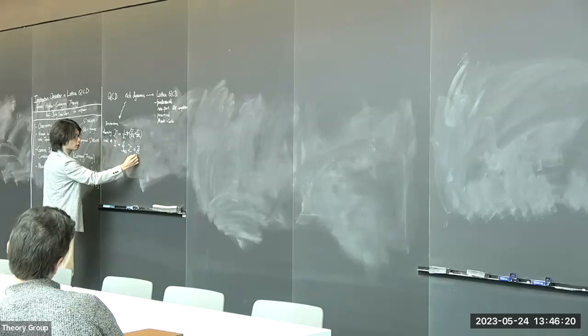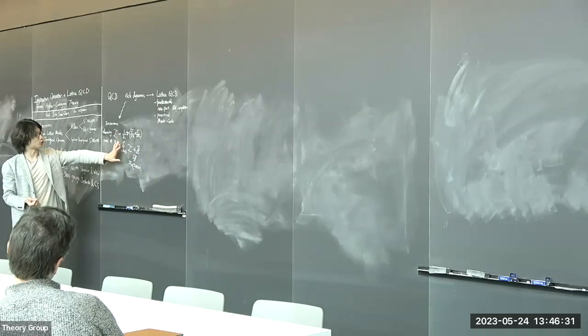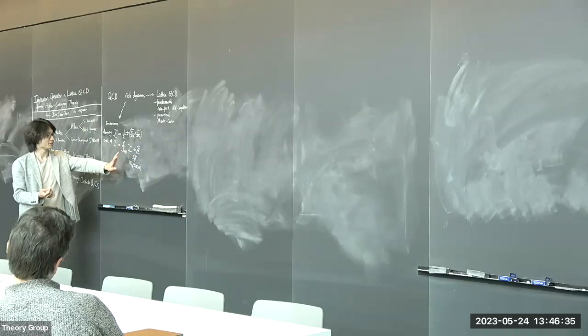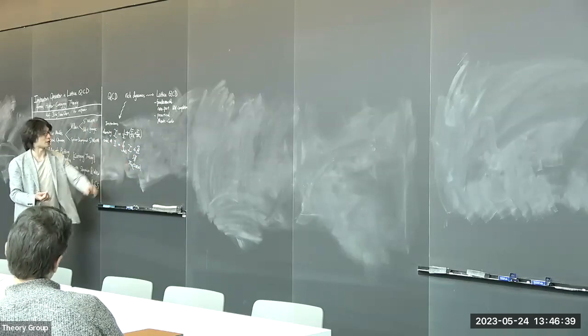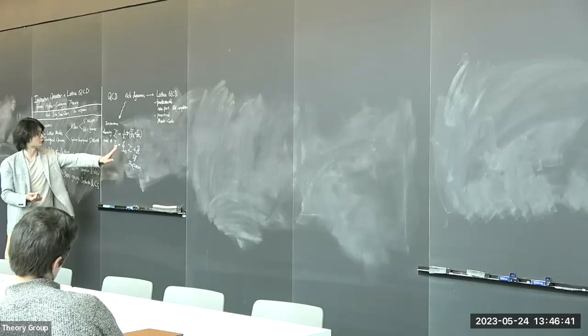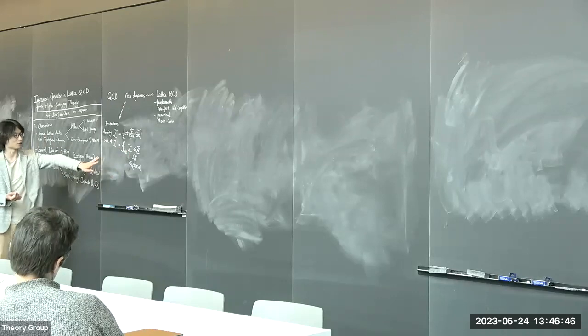And this integer is actually captured by pi 3 of S2n, the third homotopy group of S2n. Yeah, I guess this should more or less be familiar to the audience. So should I explain this or okay? Then I'll skip the explanation. And it should be familiar from physics that the instanton number is given by pi 3 of S2n.